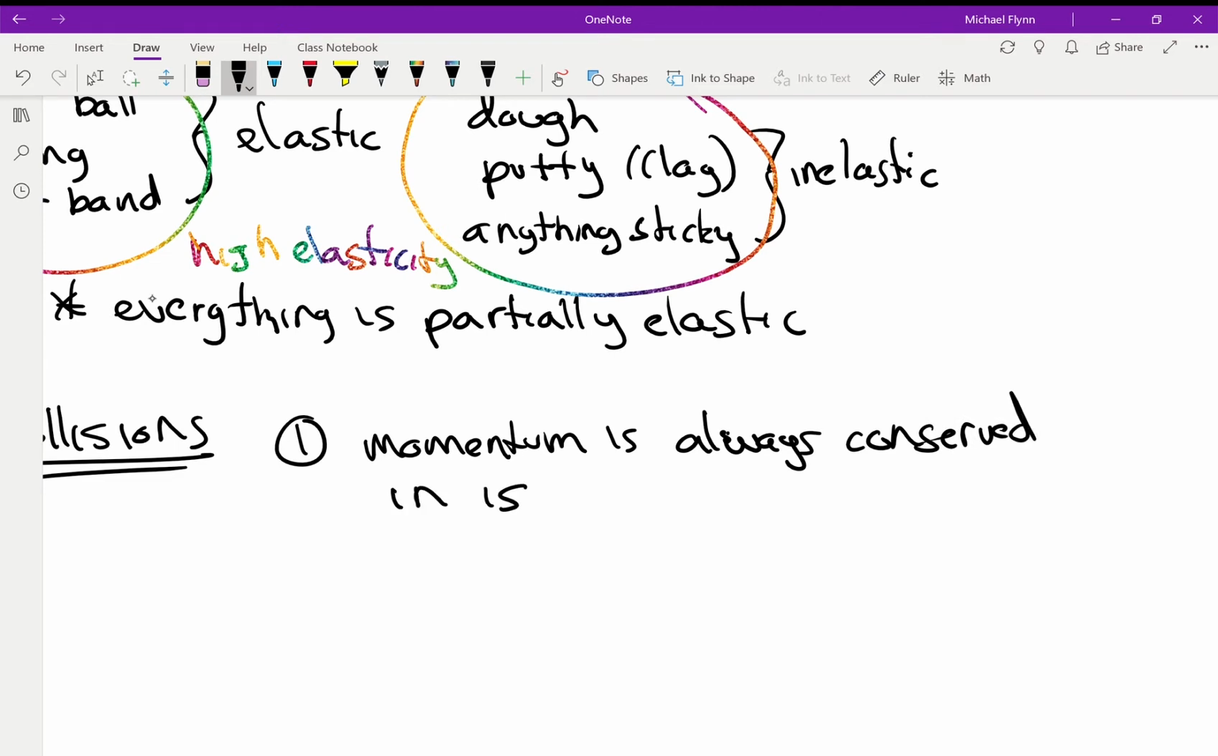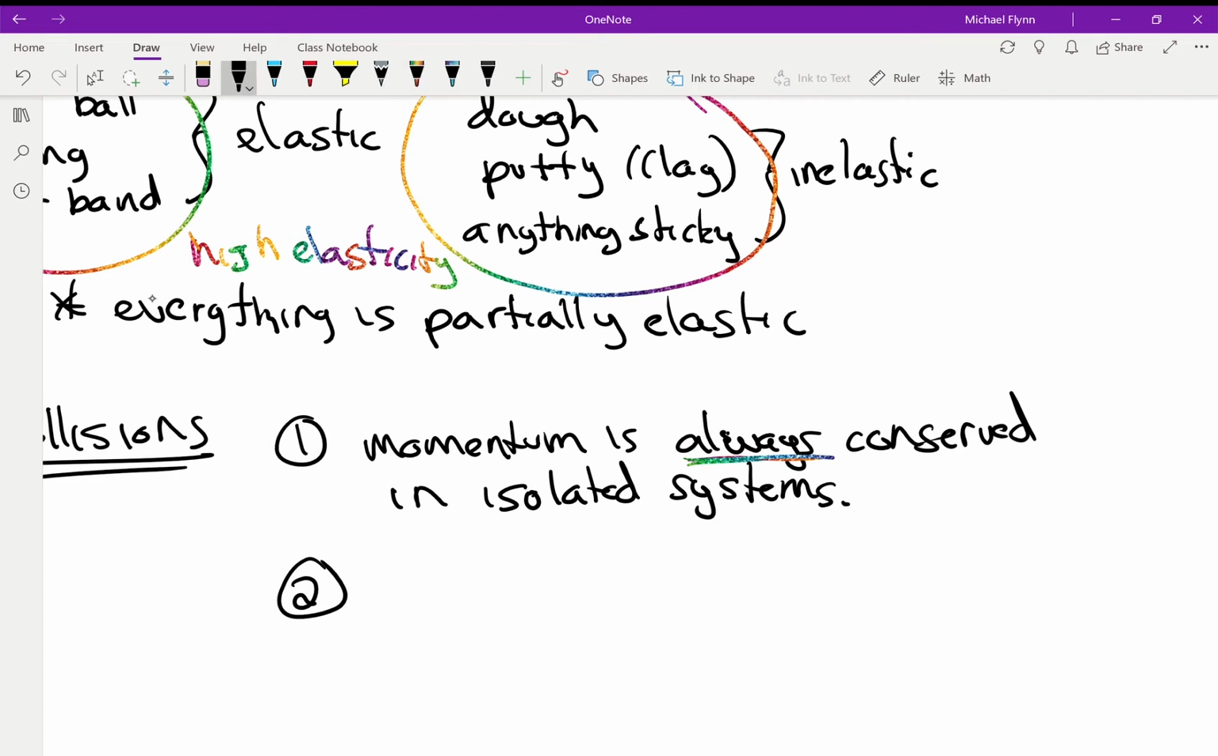In isolated systems, okay? With no external forces acting on them, okay? Number two, so that's regardless of whether the objects are elastic or not, okay? So I'm going to underline this word, always, okay?